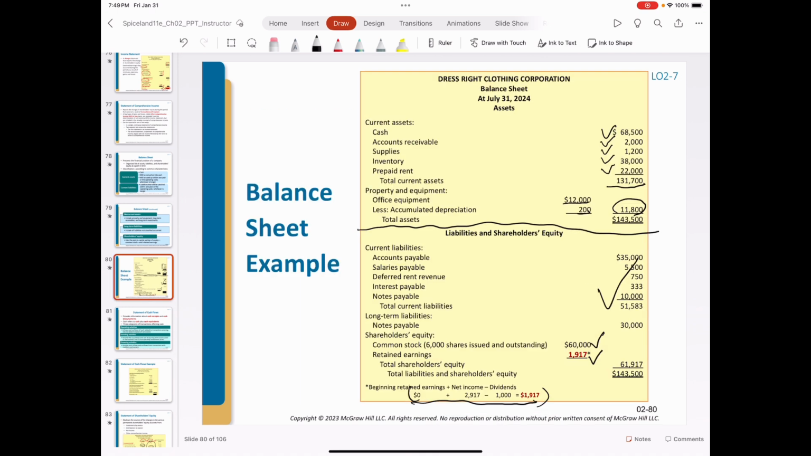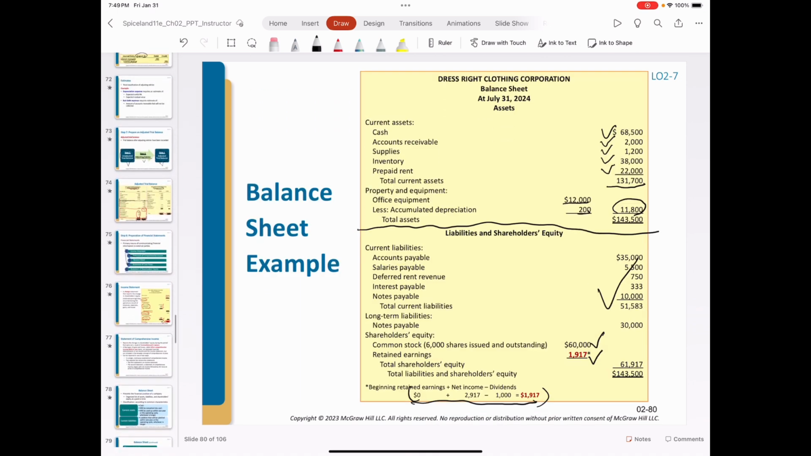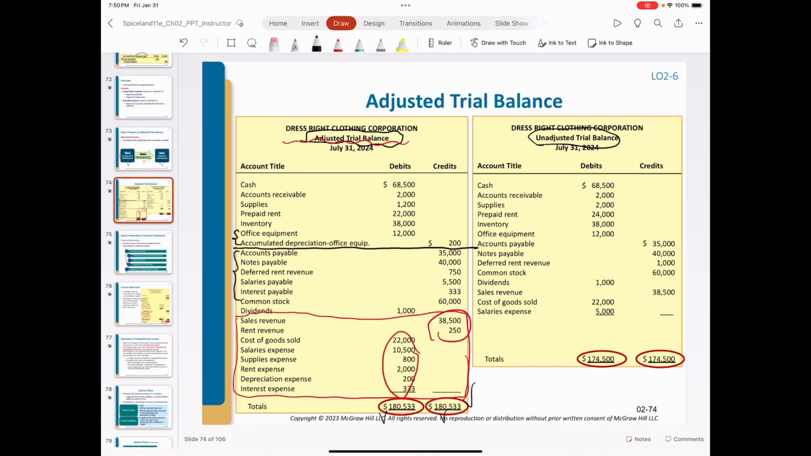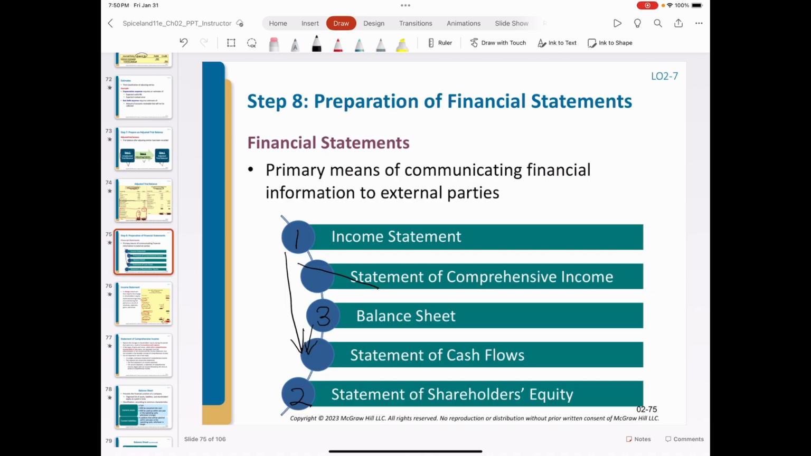So that's the preparation of the balance sheet. So basically, all 3 financial statements are from the adjusted trial balance. We start from the income statement, then the statement of stockholders' equity, and finally the balance sheet.